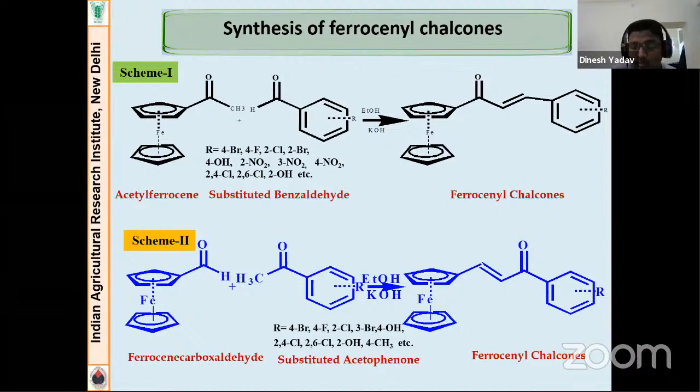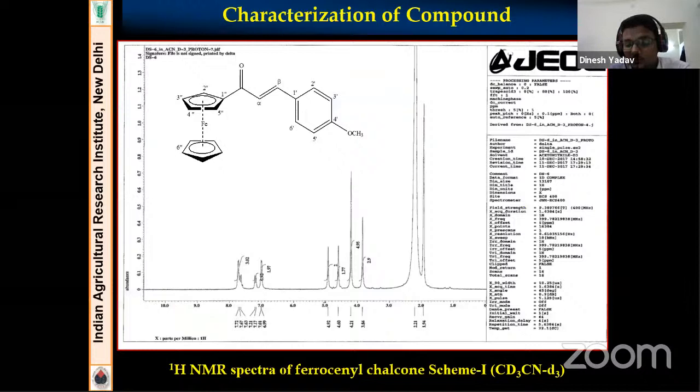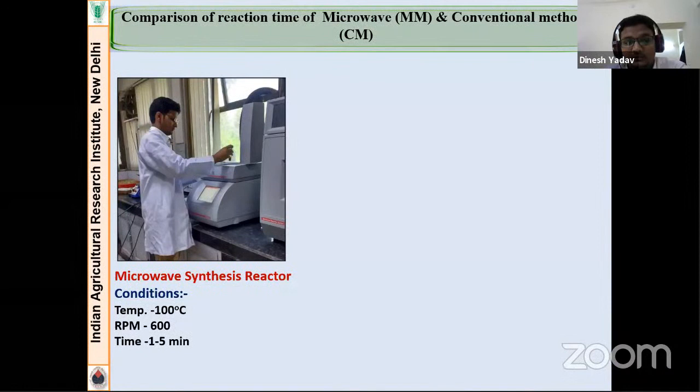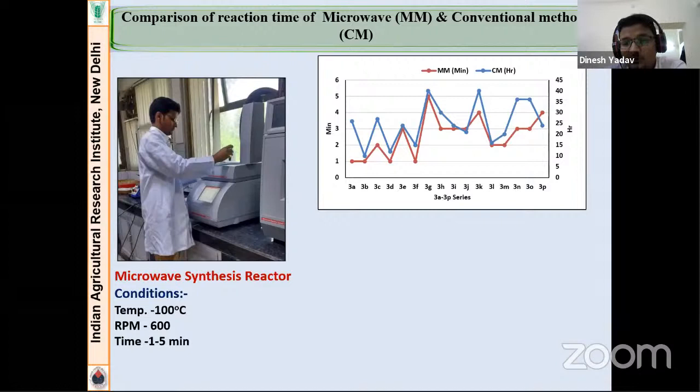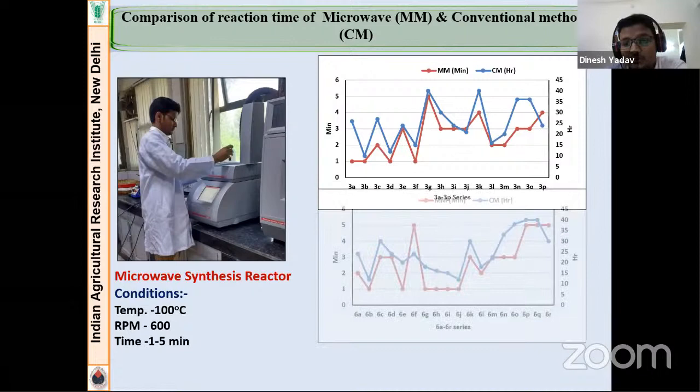After the synthesis, we characterized the compounds by various techniques. This is an NMR spectrum of the compounds, showing the characteristic double doublet peak with a J value of 16. We compared the reaction time of the microwave method and the conventional method. In the microwave method, the reaction time was 1 to 5 minutes, but in the conventional method it was 10 to 40 hours, which is very long compared to the microwave method. The same trend was found in the second series.